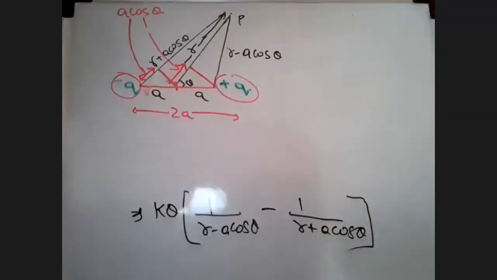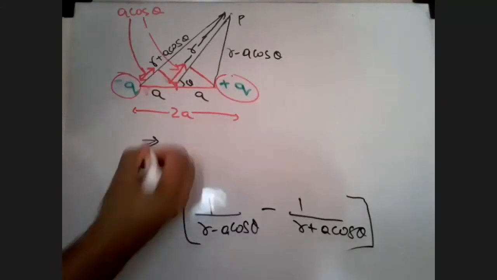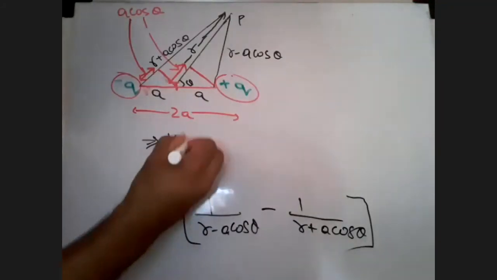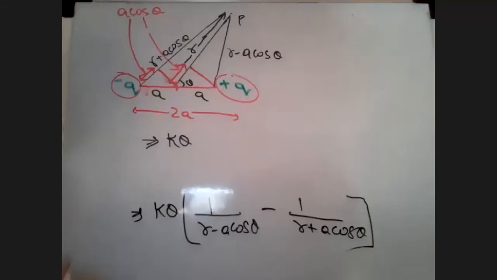And what will we get in the numerator? R plus A cos theta minus R plus A cos theta, we'll get 2A cos theta. Not A square. Look here, I'll take the LCM. This is where we had made the mistake. Last time I just got drifted away.